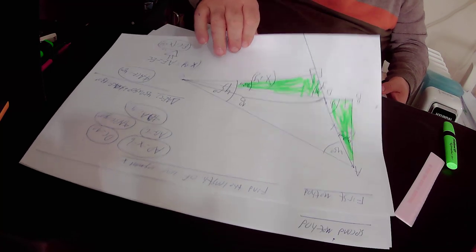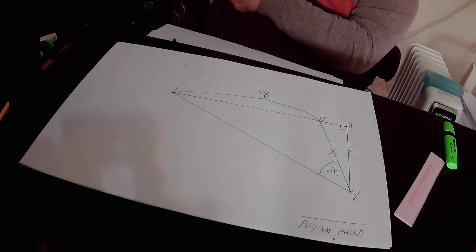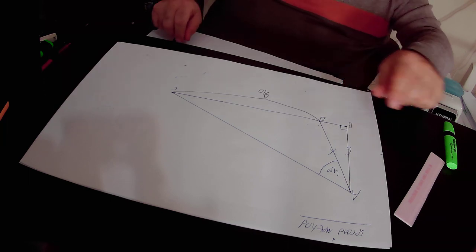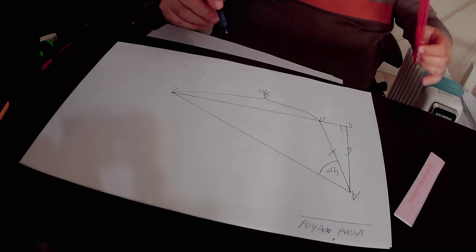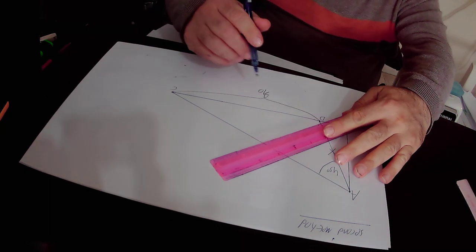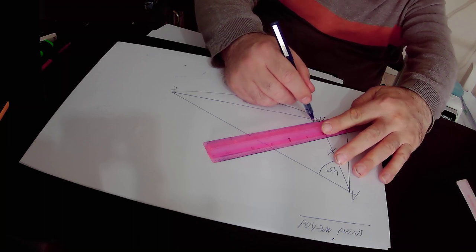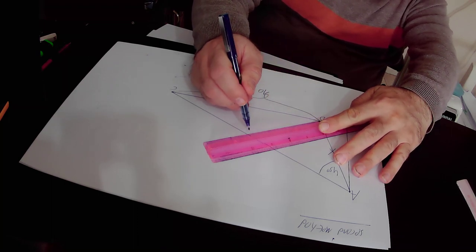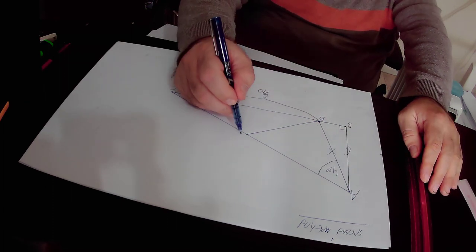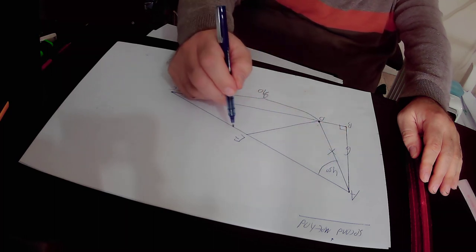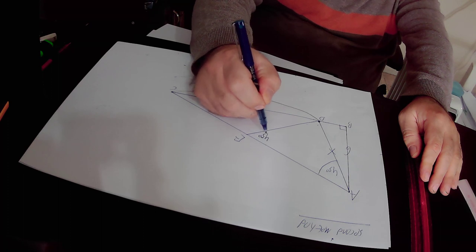In the second method, we'll do another construction. From point D, we'll draw a straight line on AC in such a way that the angle that will be created will be equal to 45 degrees. So we draw the straight line from D on AC in such a way that this angle AED will be equal to 45 degrees. Okay, we can do it by construction.